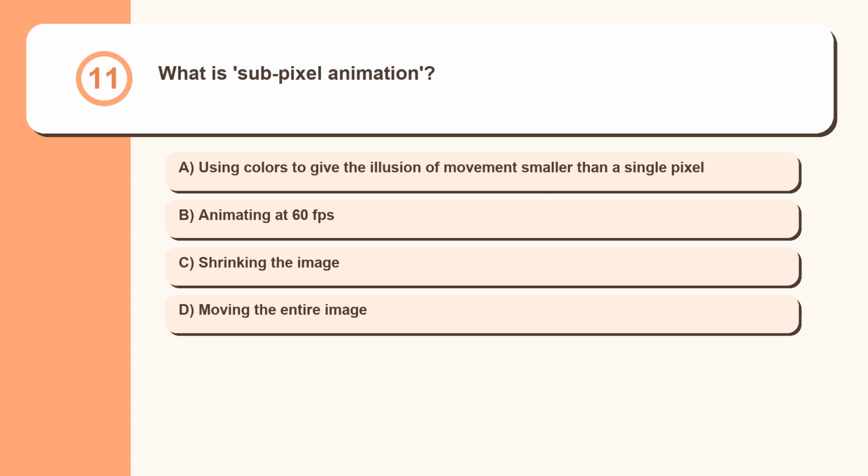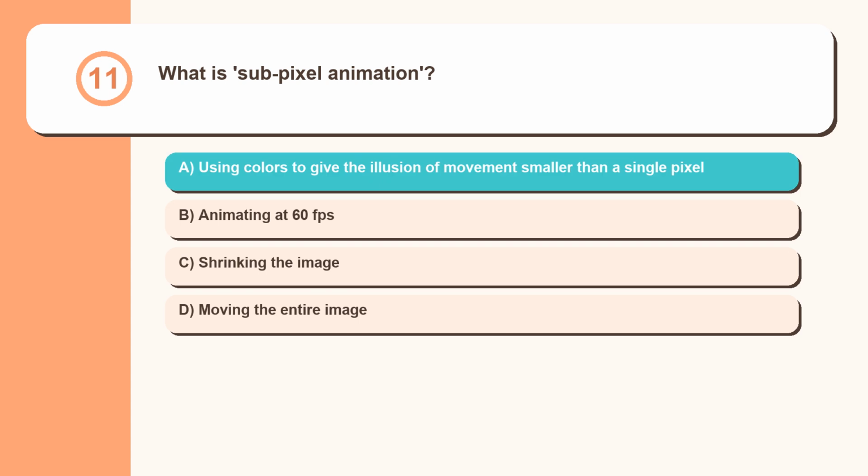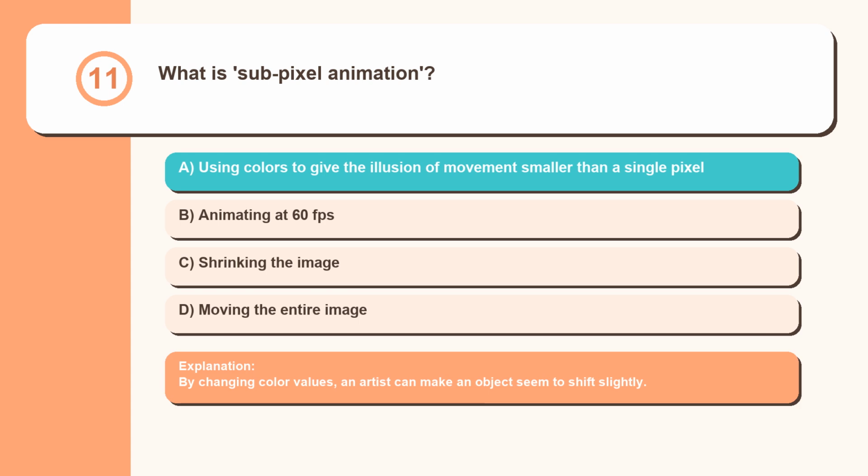Question 11. What is subpixel animation? Using colors to give the illusion of movement smaller than a single pixel. Animating at 60 FPS. Shrinking the image. Moving the entire image. By changing color values, an artist can make an object seem to shift slightly.